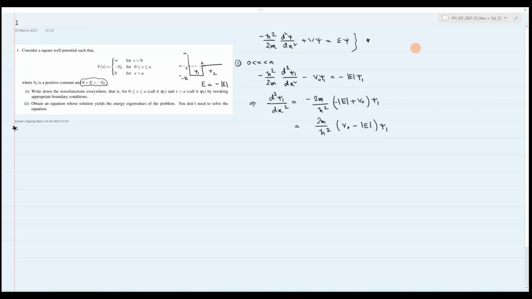So let us write k1 square to be equal to 2m v0 by h cross square. And we are just writing all these terms in terms of k1 and k0. So let us write k0 square to be equal to 2m modulus of E by h cross square.